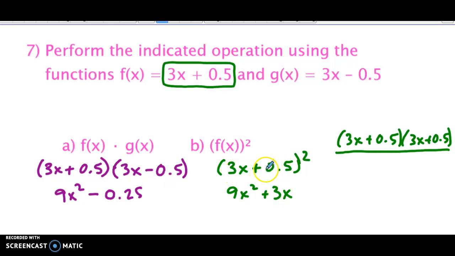3x. And then for our last term, we are adding the square of the last term. So we have 0.5 squared, which is 0.25. Again, getting that trinomial answer to our binomial square pattern.